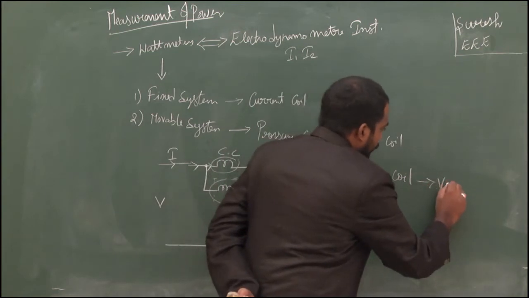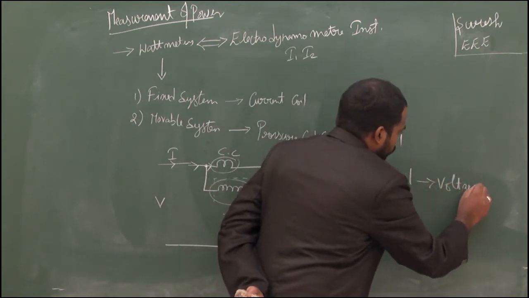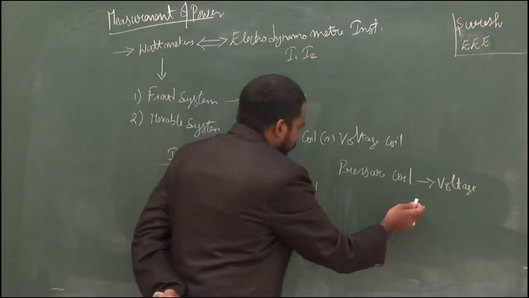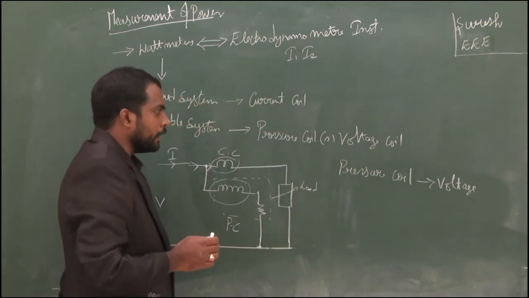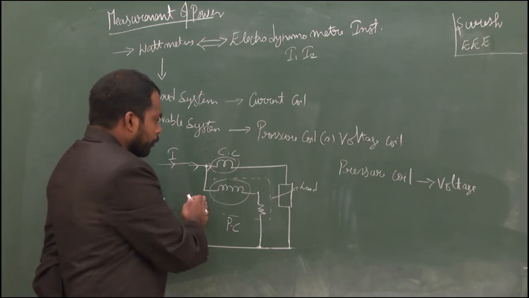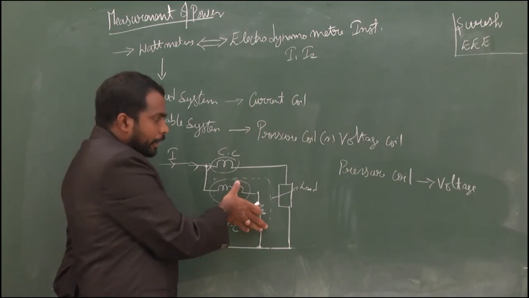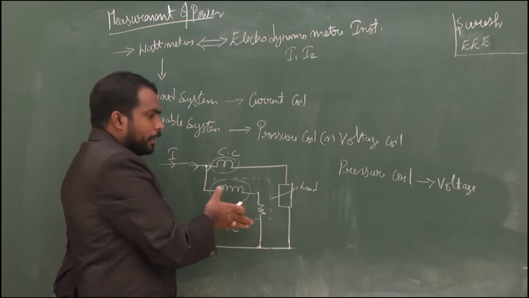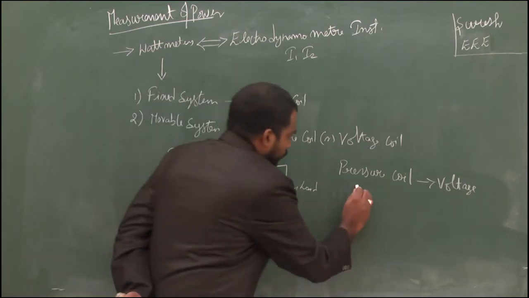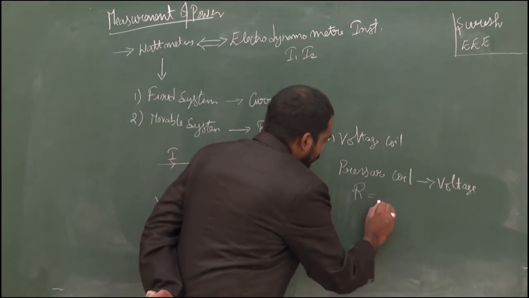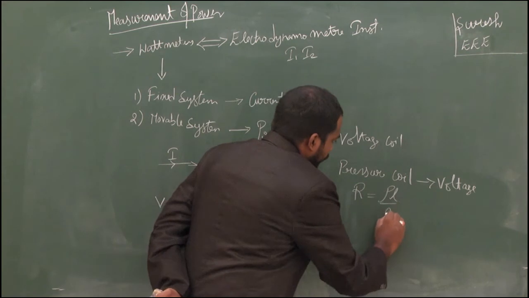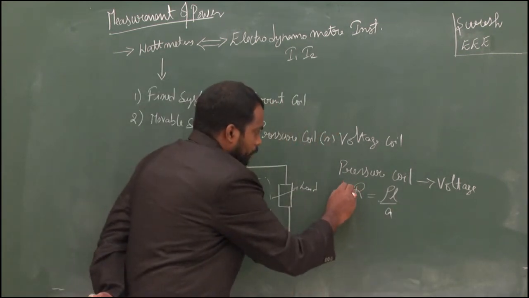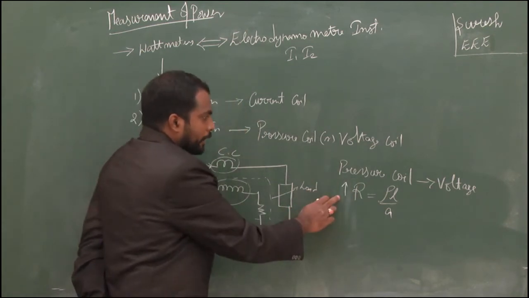measures the voltage. The pressure coil measures the voltage across the load. That means in order to measure the voltage across the load, what should we have? We should have less current flowing through this in order to measure the net voltage drop here. So in order to measure more voltage over here, the resistance should be high. So the condition for R is equal to rho L by A. So in this condition, in order to measure the voltage, the resistance should be high. So you now have high resistance.